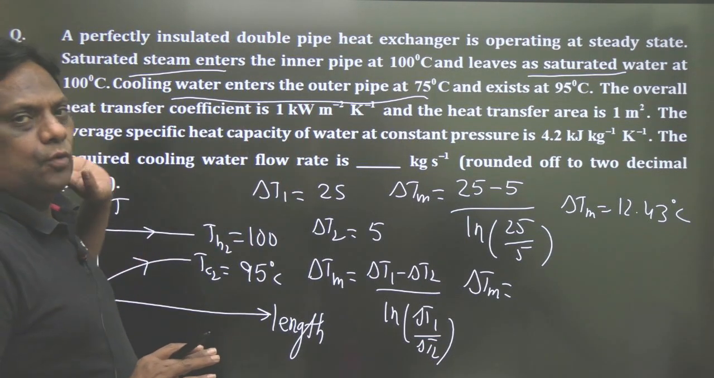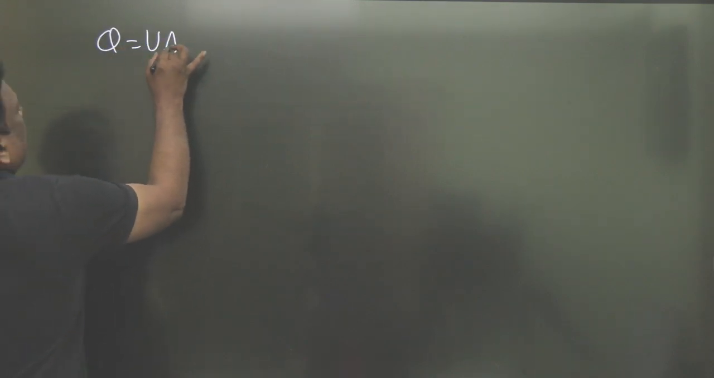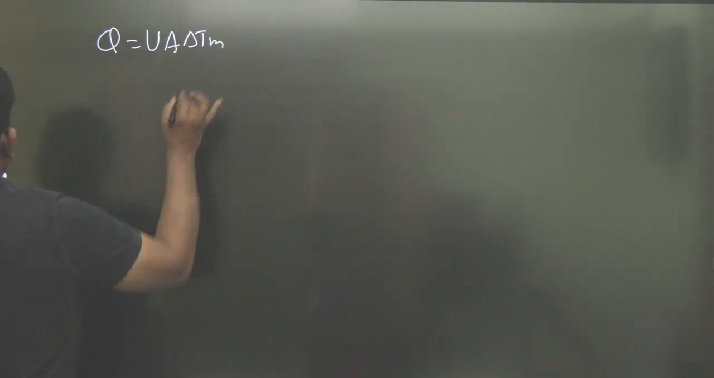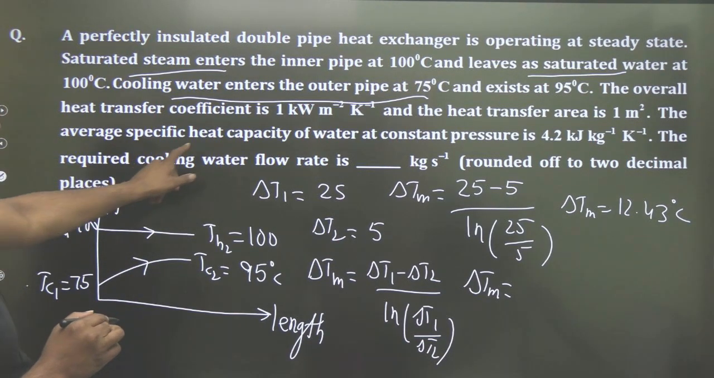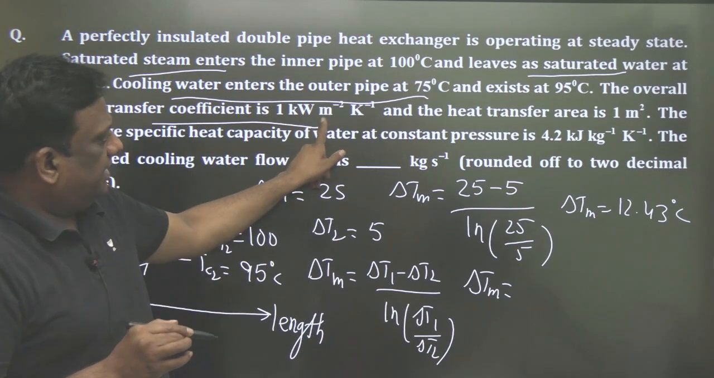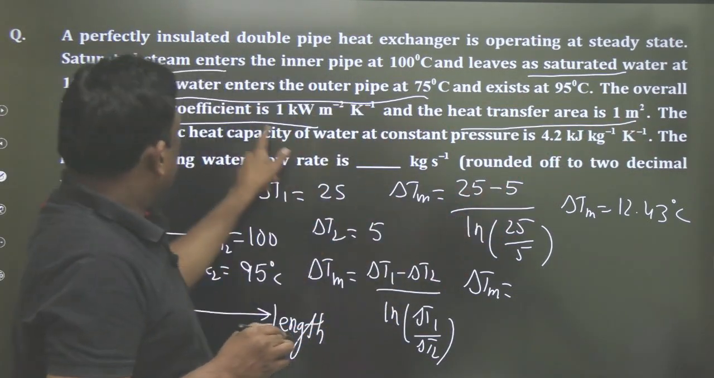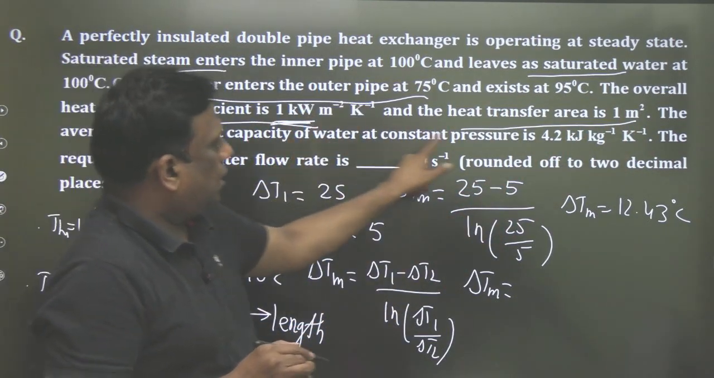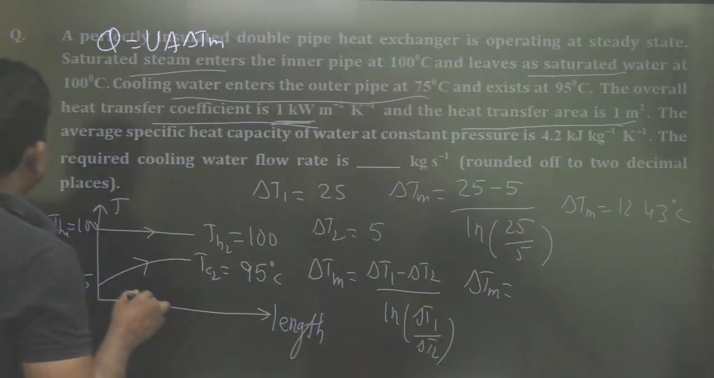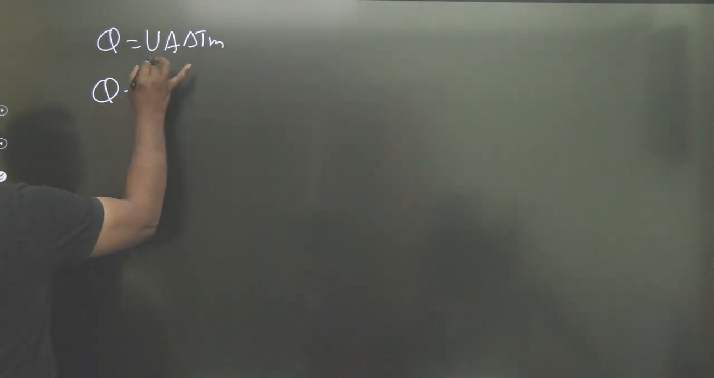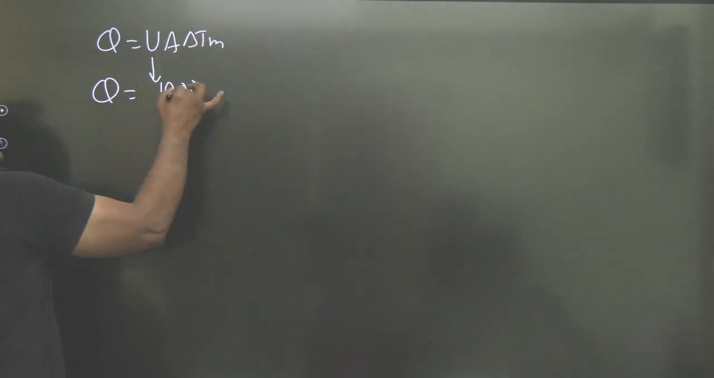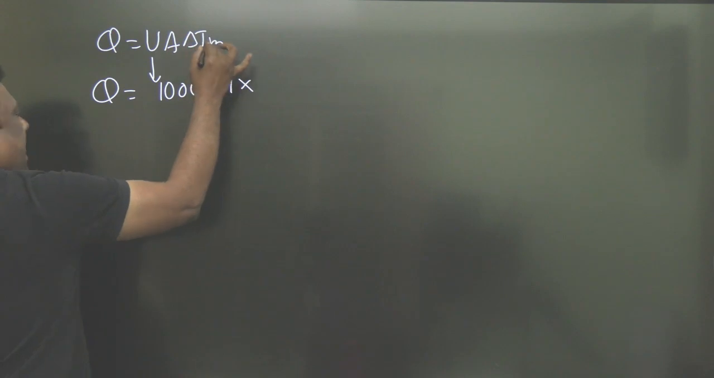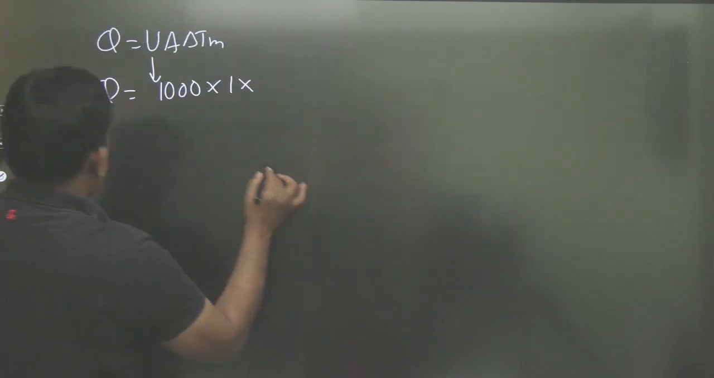What is the mass flow rate of cooling water? So first let's calculate the heat transfer. The heat transfer is given by U A delta Tm. The overall heat transfer coefficient is given and the heat transfer area is also given. So the overall heat transfer coefficient is 1 kilowatt per meter square and the area is also 1. So the total heat transfer is given by the overall heat transfer coefficient, 1 kilowatt, I am converting from kilowatt to watt, and the area is given as 1 and delta Tm. What is delta Tm? 12.43.